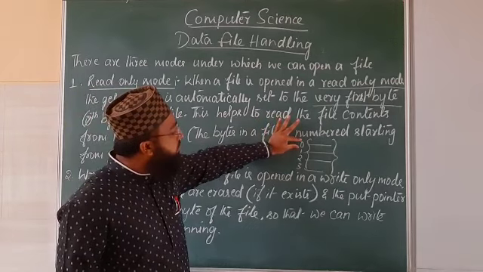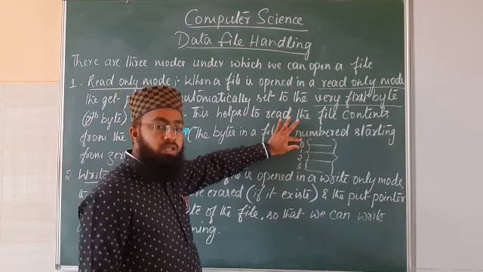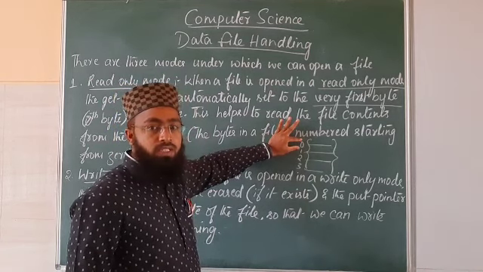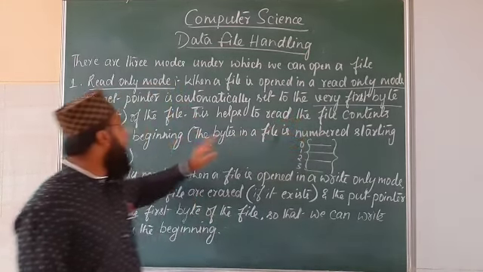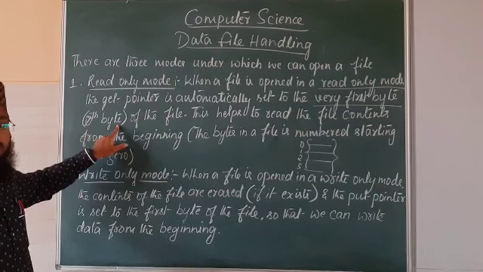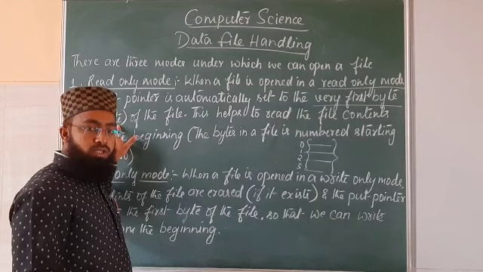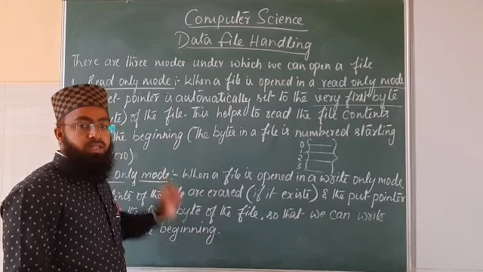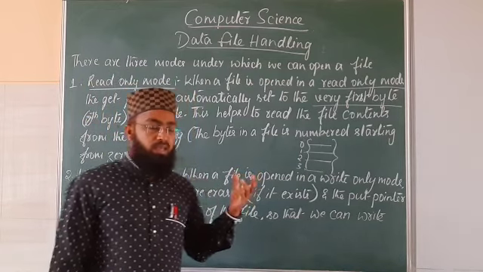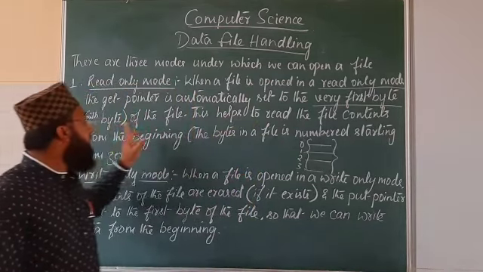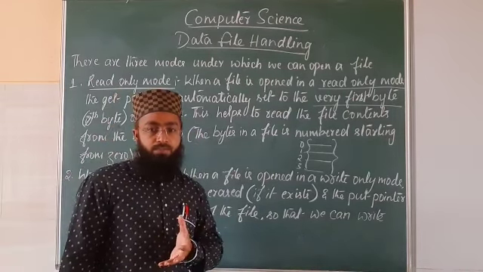The get pointer will point to the first byte. Which is the first byte? The first byte is the 0th byte. You know, everything in a computer will always start with 0, so here it is also the same thing. The very first byte means the 0th byte of the file.